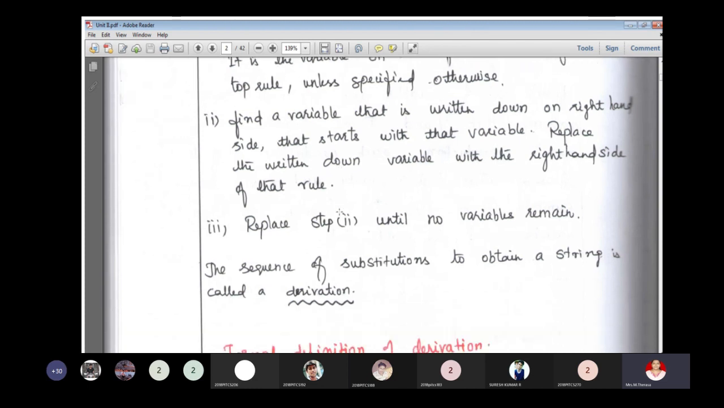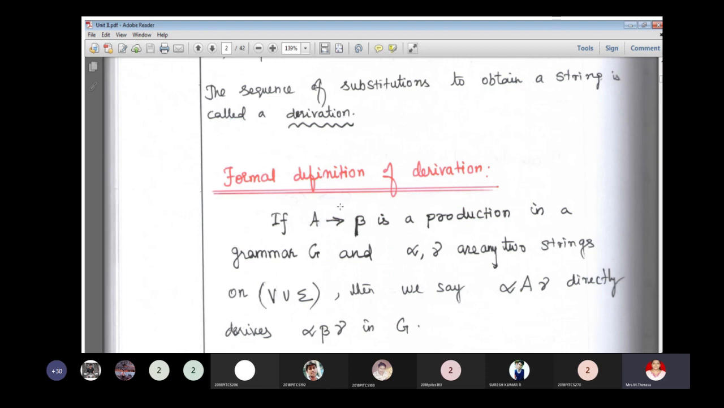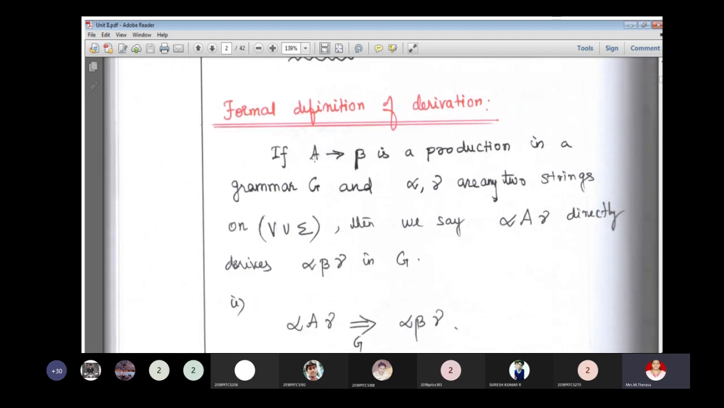Okay, so this process, the sequence of substitutions to obtain a string, is called derivation. Then we'll go to the formal definition of a derivation. If A tends to beta, what is A? A represents a variable. Alpha, beta, gamma are used to represent strings over the union of variables and terminals, so they may be combinations of terminals and variables. A to beta is a production in a grammar G, and alpha and gamma are any two strings over the union of variables and sigma. Here you can see the sigma. Sigma is nothing but the terminals, so you can read it as variables and terminals.